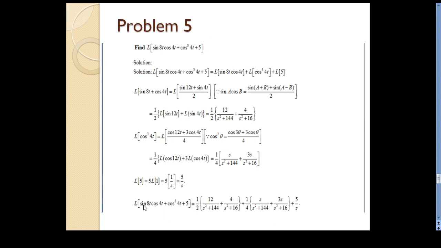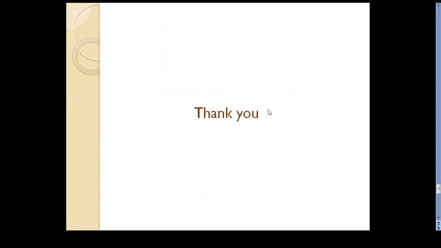So it is L of sin 8t cos 4t plus cos cube 4t plus 5 equal to 1 by 2 times 12 by s square plus 144 plus 4 by s square plus 16, and then the second term answer, third term answer. Thank you, students.